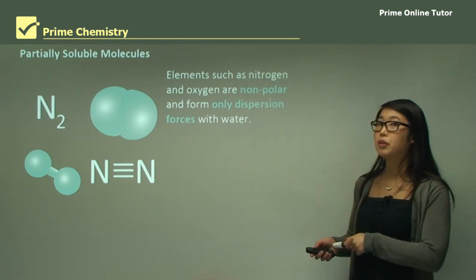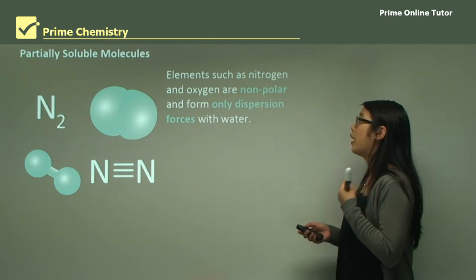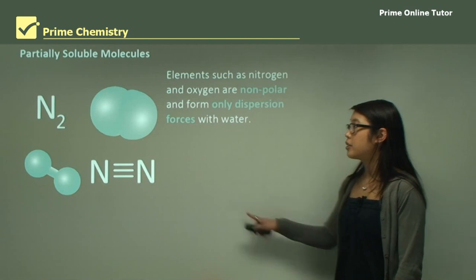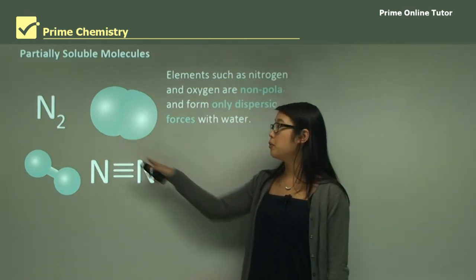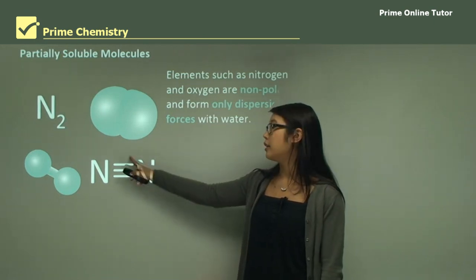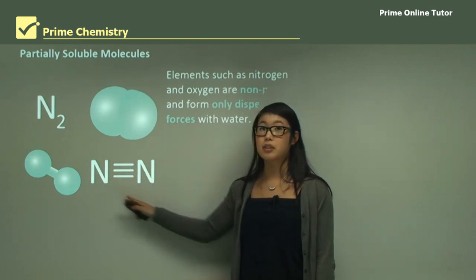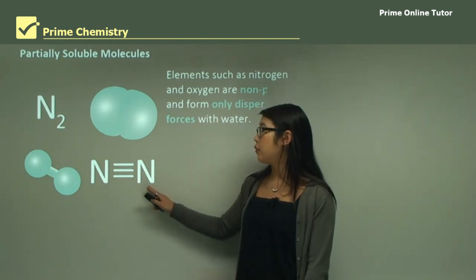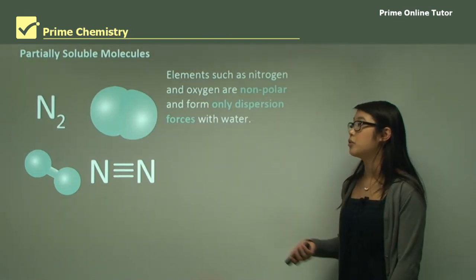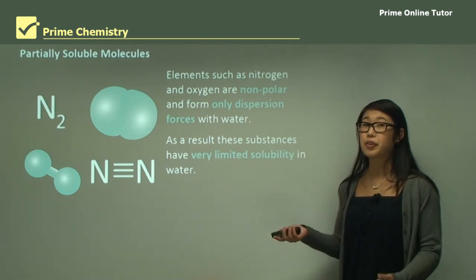So partially soluble molecules can be elements such as nitrogen and oxygen, which are non-polar, and only dispersion forces are involved with the water. Nitrogen is a diatomic molecule with a triple covalent bond, so we can't break these covalent bonds. Water will then only have dispersion forces because nitrogen is linear, not polar, and therefore only dispersion forces, which are weak, can be used to dissolve nitrogen into water. So these substances have very limited solubility, and it's very, very low.